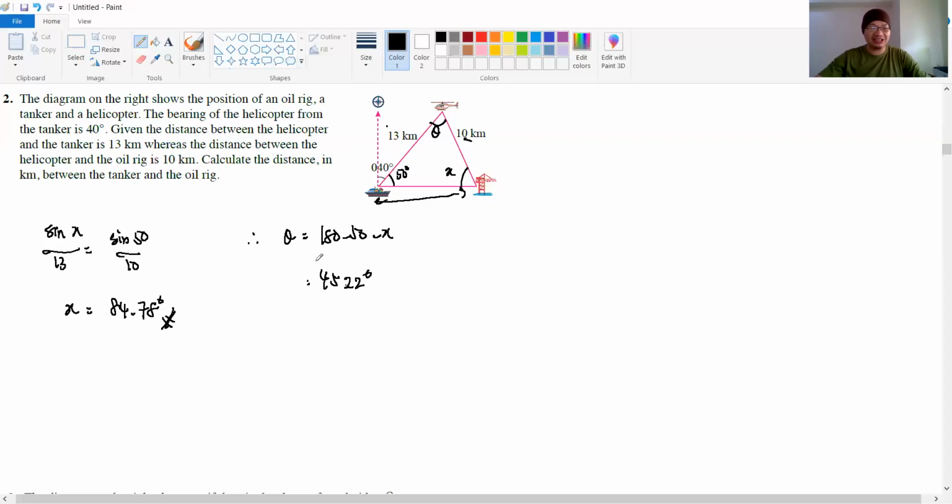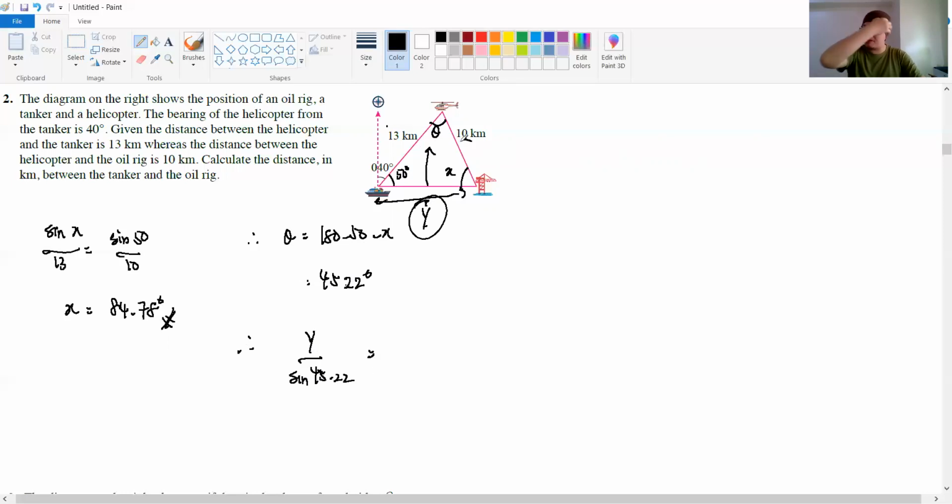Okay, guys. So this is your theta here. Now, next, we are not talking about theta. We are talking about the distance between the oil rig and the tanker. So this one I label as y. To find y, which is a distance, right? So y over sine, the angle opposite to y is theta, right? Sine theta. Theta is 45.22 equals to.